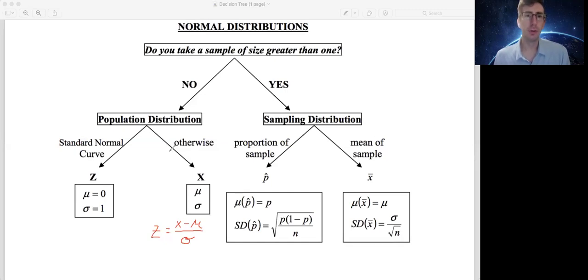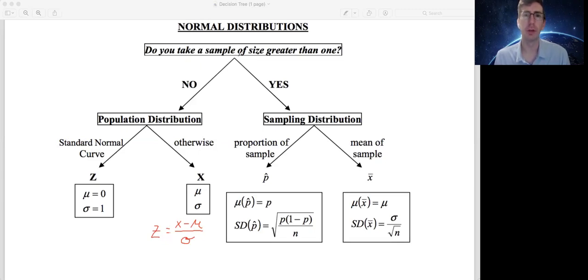And those are the only two cases really for the population distribution. I don't think we've really seen a problem like this where we just start off in a standard normal curve. We pretty much always have to convert the population distribution we're starting with to a z-score, right, to then find the area under the curve.